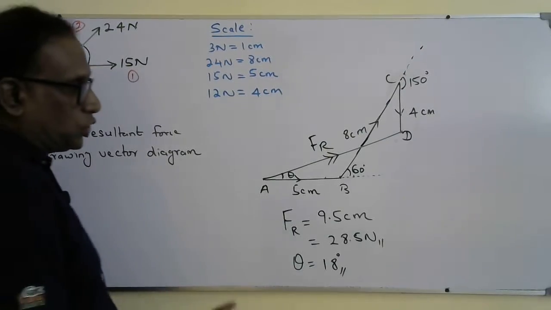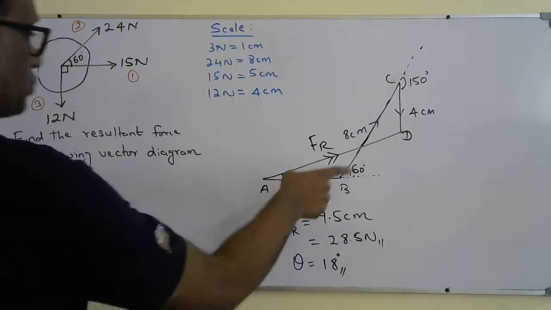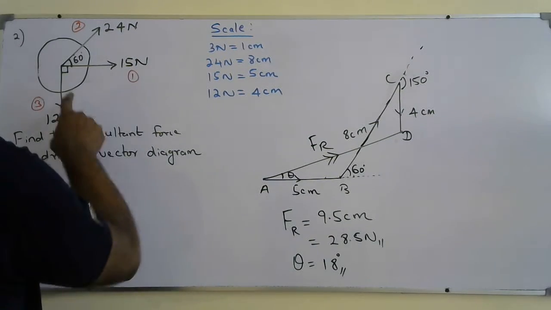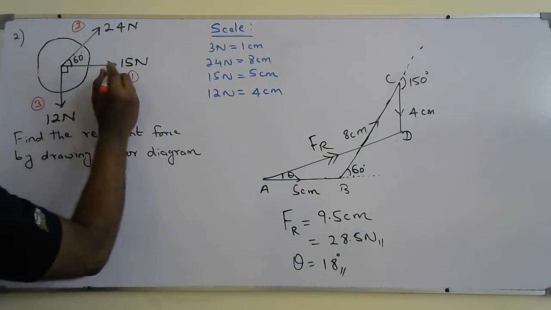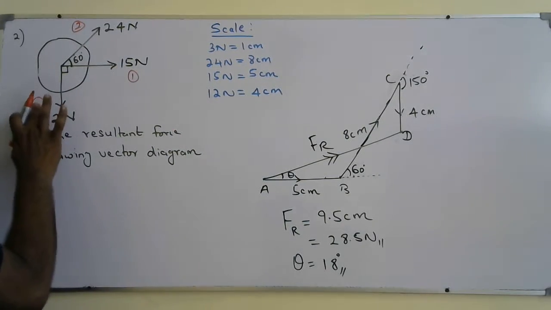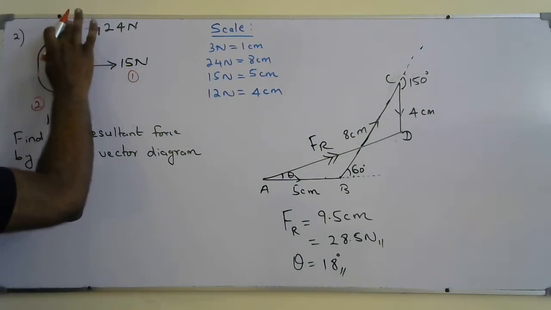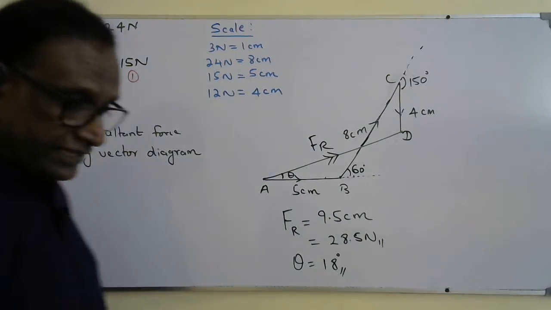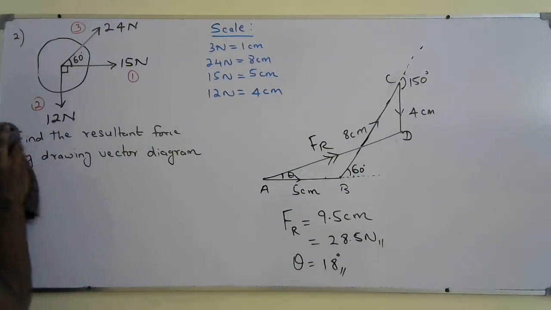Okay, so method 2. I'll keep this on board, and same scale. In method 1 I drew this one first, then I drew this as the second, this is the third. Now I'm going to draw the other order. So I'm going to draw 15 Newton first, this one I'm going to draw secondly, and finally I'll draw the third force, the 24 Newton. We'll see what's the shape. It will be a different shape, but the final answer will be the same. There's no change in the final answer.